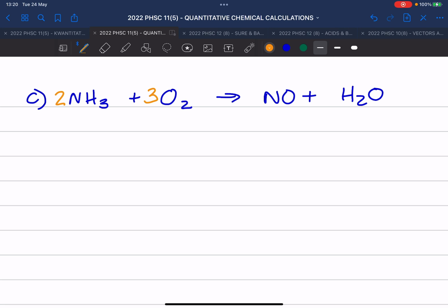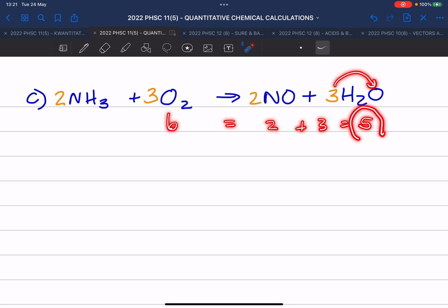What would the H2O be? Let's check quickly. 2, 2. 6, 6. 6 oxygens. 2 plus 3 gives you 5 oxygens. Okay, this is going to take you forever, I promise.